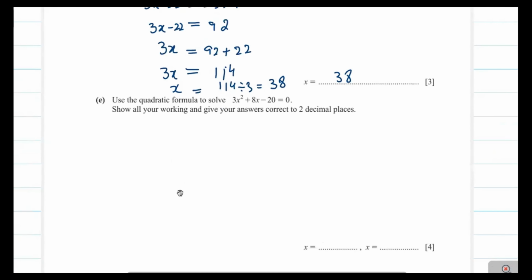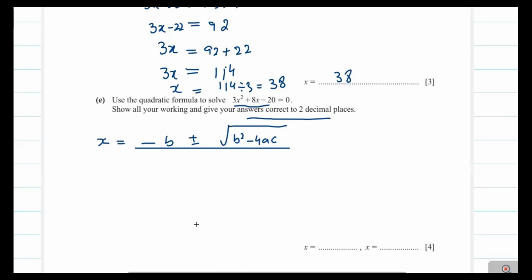Next is the C part. Use the quadratic formula to solve 3x squared plus 8x minus 20 equal to 0. Show your working, and give your answer correct to one decimal place. Now we use the quadratic formula. You know the quadratic formula is x equals minus b plus or minus the square root of b squared minus 4ac, over 2a. Now we write it.